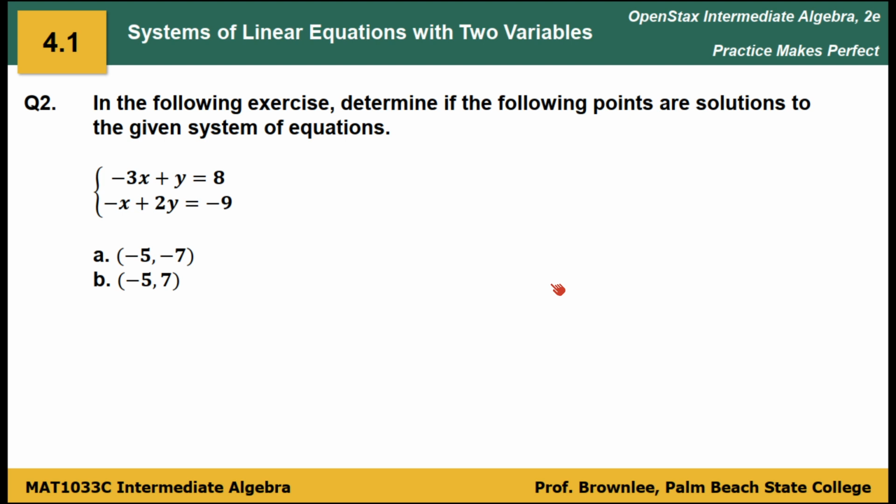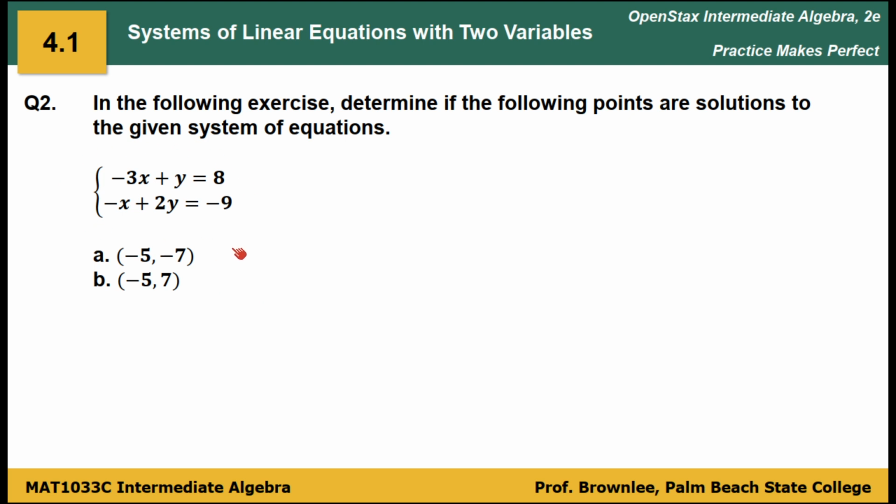With question 2 here, we're told, in the following exercise, determine if the following points are solutions to the given system of equations. We're going to look at what this means in subsequent Practice Makes Perfect videos, so hang in there with me. But right now, all we're going to do is determine if each of these points, point A and point B, satisfy the system of equations.